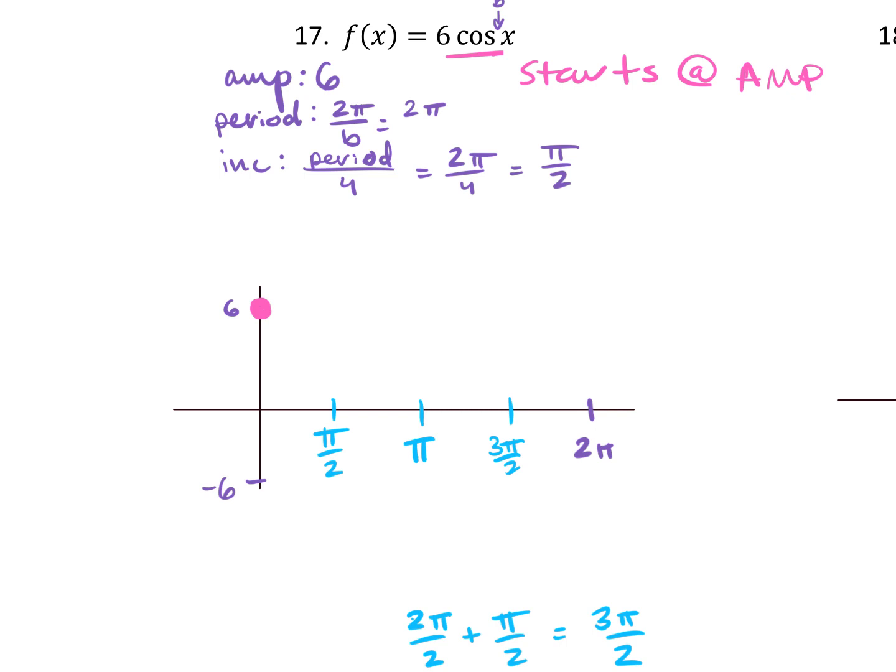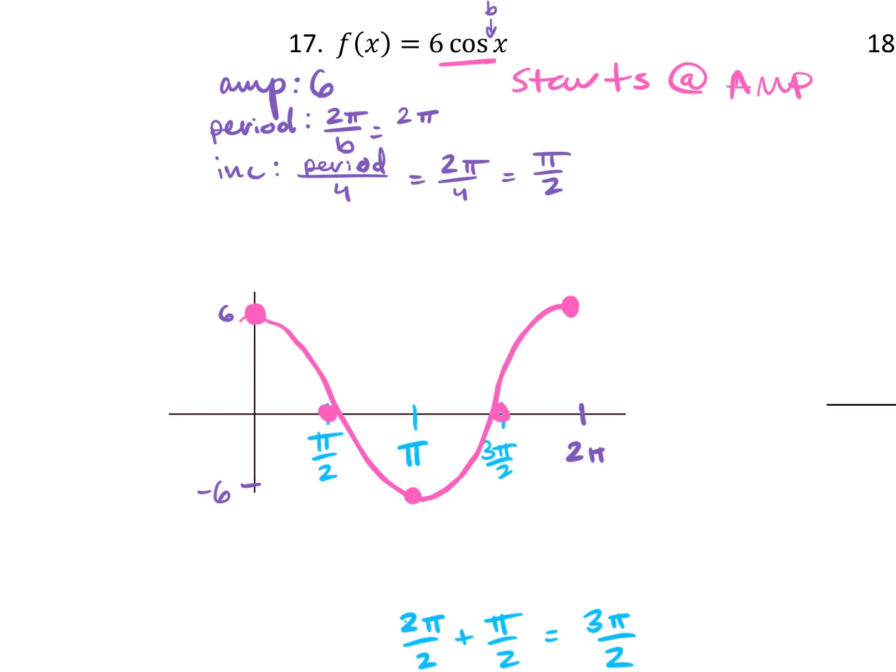Where would our next point be? At pi over 2, at 0. And then at pi, where would our next point be? Negative 6. At 3 pi over 2, back to 0. And then at 2 pi? At 6, up at the amplitude. So your graph's always going to start and end at the same spot. Then we just connect our dots with a curve.